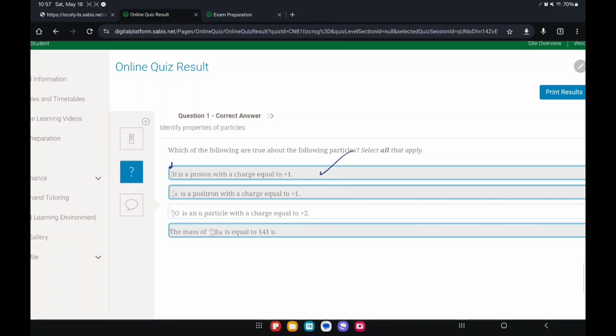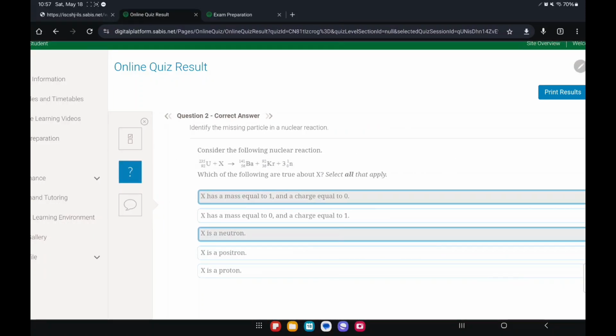1 is a proton, صح? Proton has charge +1 and mass 1. E plus 1 is a positron. When is it a positron? When it has 0 mass but positive charge. This is an alpha particle? Obviously not. Alpha is the helium. This is oxygen. The mass of this is 141 U. Yes, just look at the charge. 141.